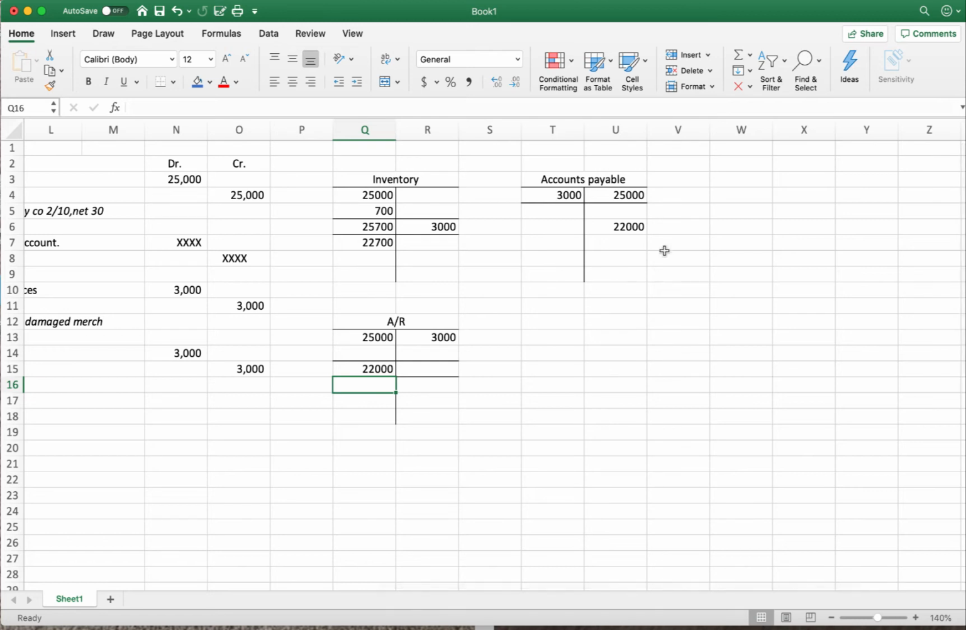This is the same as the accounts payable on Gray's company. Okay, so we're just looking at the flip side. From the buyer side, we had a $3,000 debit to accounts payable. The accounts payable that they owed Never Company is $22,000. Well, on Never Company, hey, Gray owed us $25,000. They returned $3,000 worth of merchandise. So guess what? They owe us $3,000 less. They owe us $22,000. Okay.